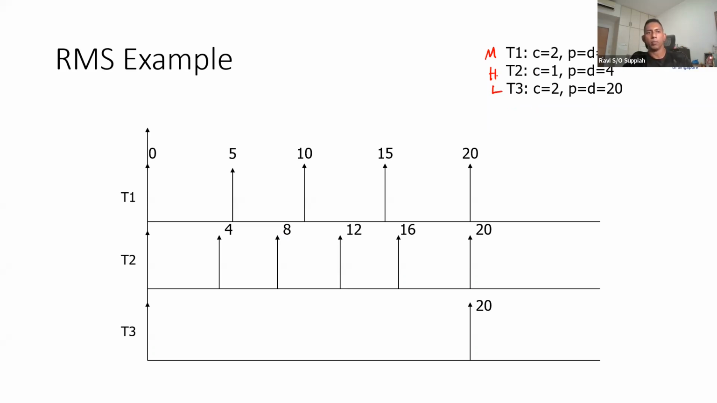Okay, so we are going to use the RMS rule and assign the priority. Since task 2 has the highest priority, we are going to run task 2 first. After task 2 runs for 1 unit of time, it is able to free up the CPU, and then task 1 can take over.